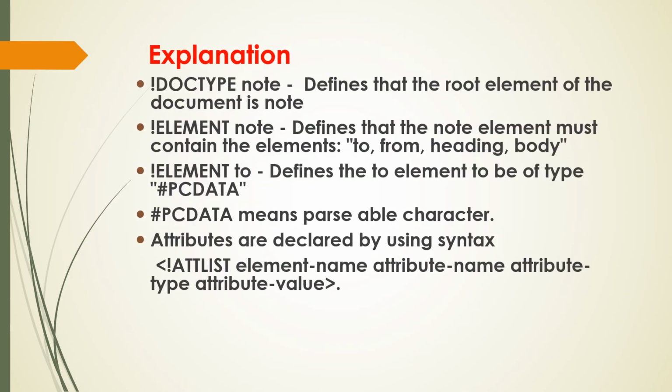Let's see the explanation about DTD. Every DTD starts with the DOCTYPE command. DOCTYPE defines the root element of the document, that is note. The ELEMENT tag indicates the text is PCDATA. PCDATA means parsable character data. Attributes are declared by using the syntax ATTLIST. The ATTLIST tag indicates the attribute name, attribute type and attribute value. Here the attribute type is CDATA. CDATA means character data.